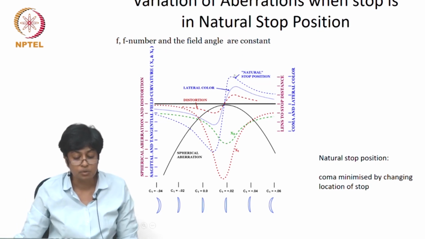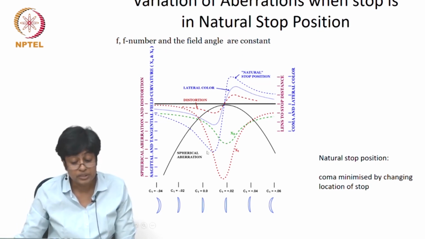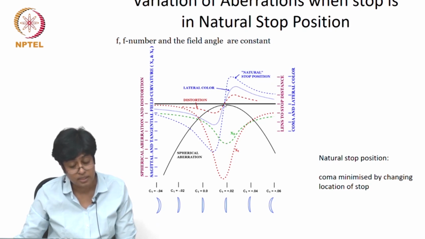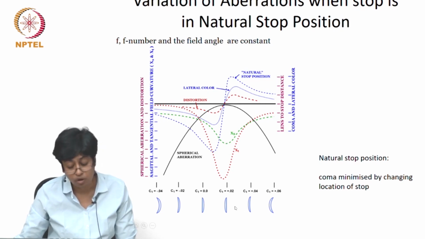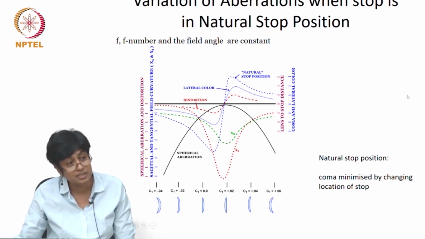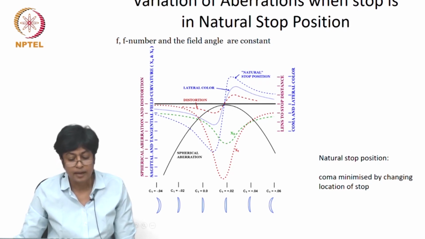In addition, you have a curve, this blue curve, which tells you where the stop is in each case. And you can see for this lens, the stop is at the lens, and that means for all these shapes the stop is in front of the lens, and for all the subsequent shapes the stop is after the lens.